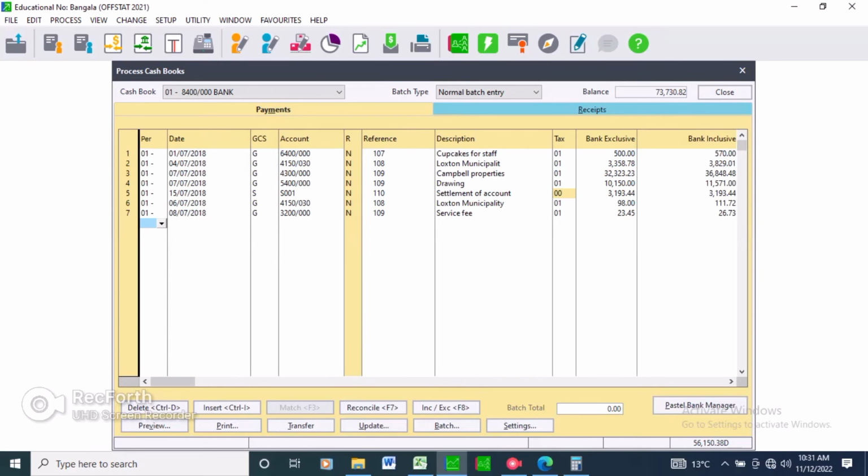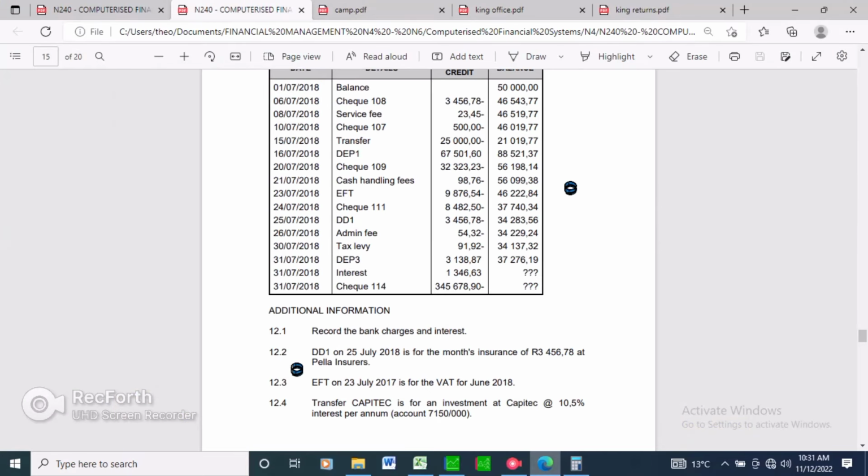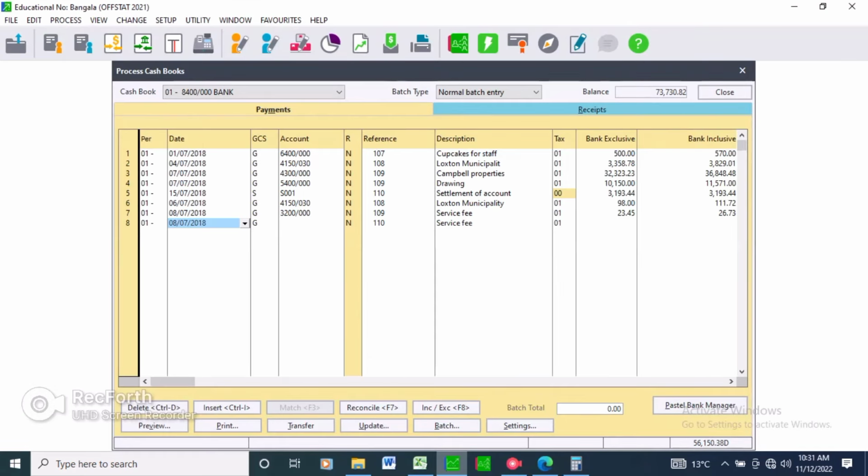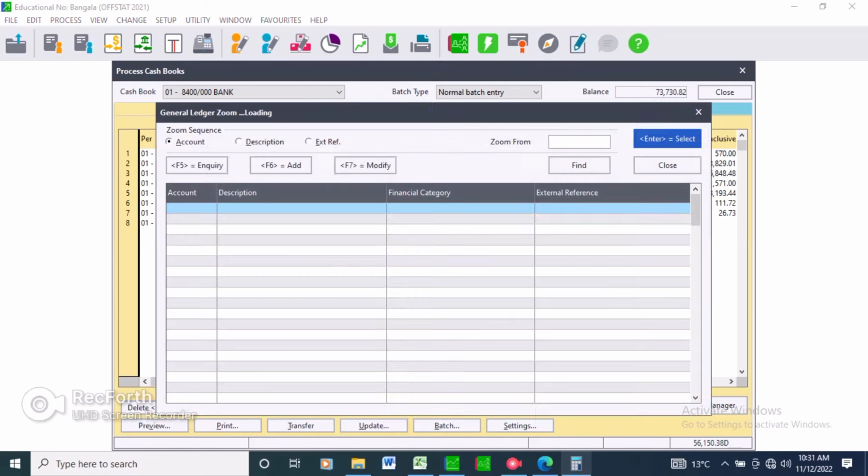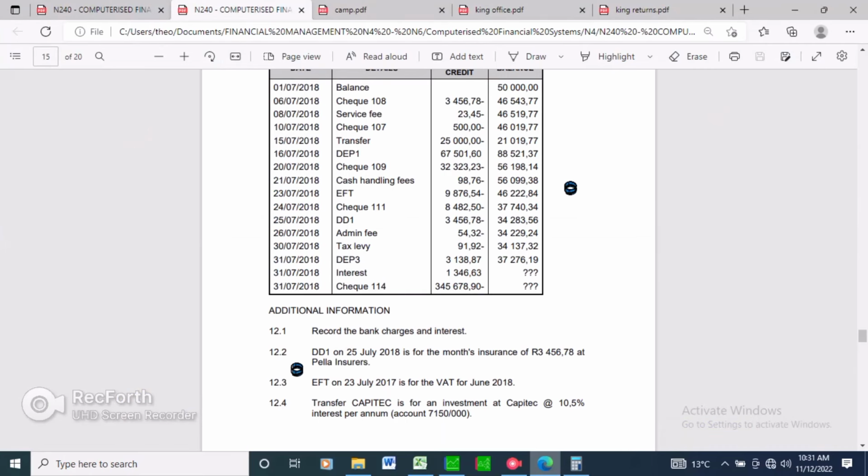Then the rest you just need to record under admin fees for bank charges, cash handling fees for bank charges, tax levies for bank charges, and interest, guys. This interest is on the what? On the investment, guys.